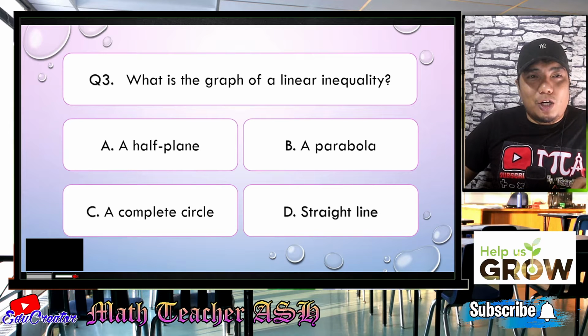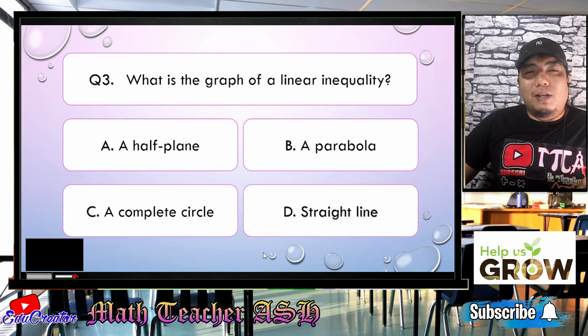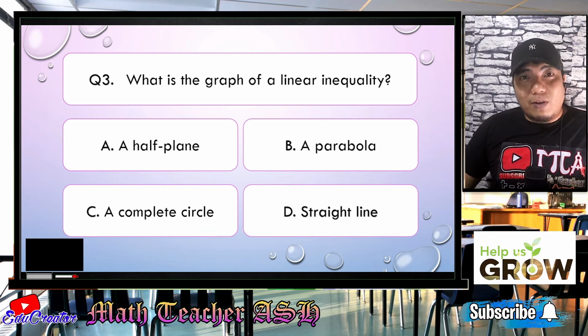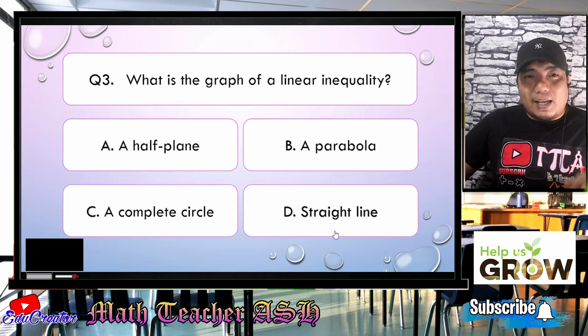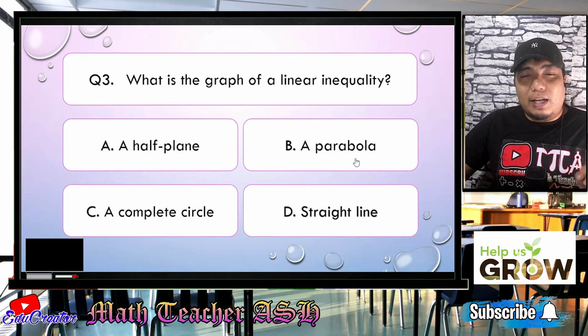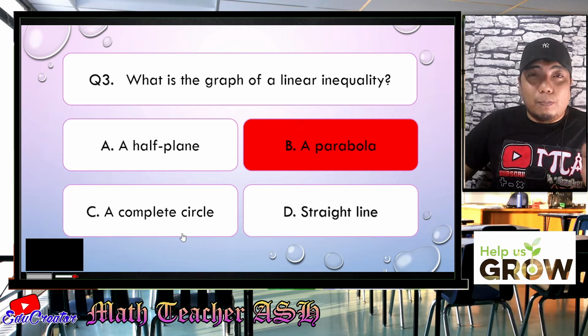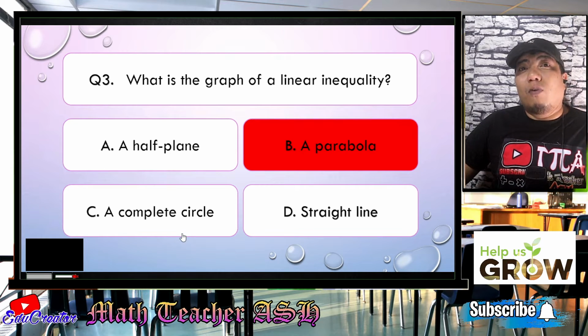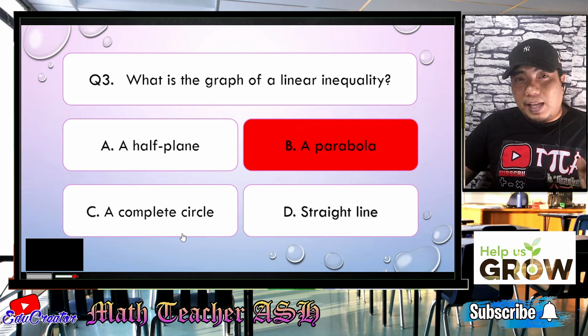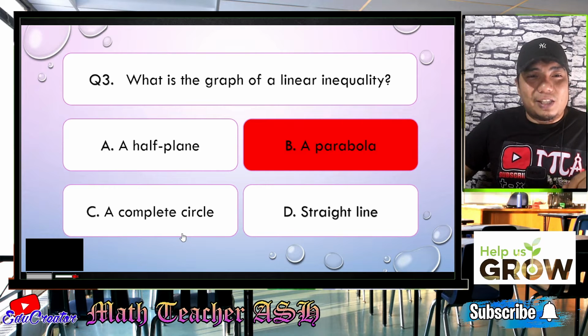Alright, math learners, in this question, we are talking about linear inequality. So, talking about graphs of different functions, basically, a parabola is for the quadratic equation. So, this is wrong, letter B. A complete circle is, of course, for functions that pertain to circles. So, letter C is also wrong.